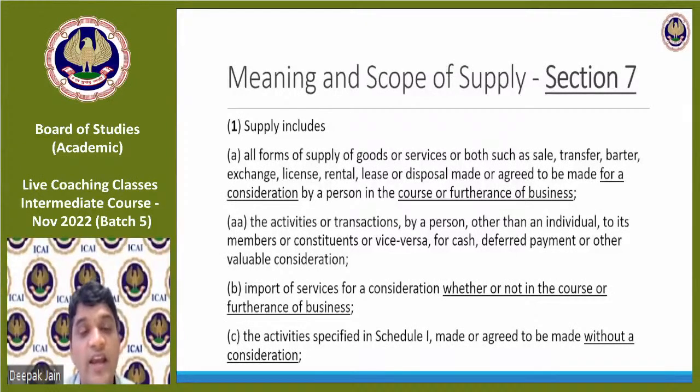Consideration other than cash could be what? When I am providing chartered accountancy professional services and somebody is not giving me cash, he's giving me something in goods. Suppose I need to buy a laptop. I'm providing some services to a laptop vendor and he's providing me the laptop. So that is a consideration other than cash. So we're doing a barter transaction. That is an example of consideration other than cash.